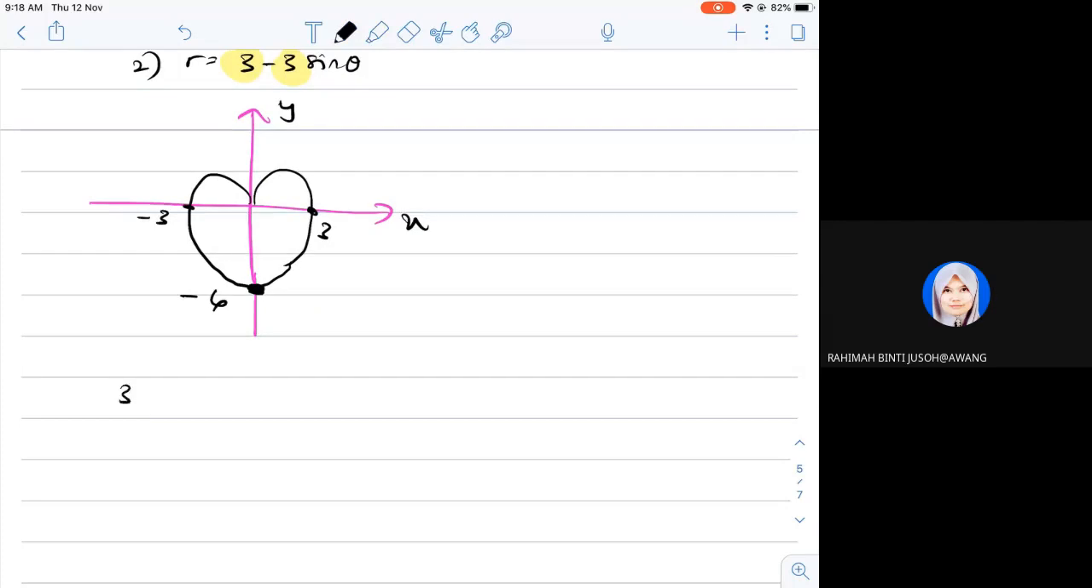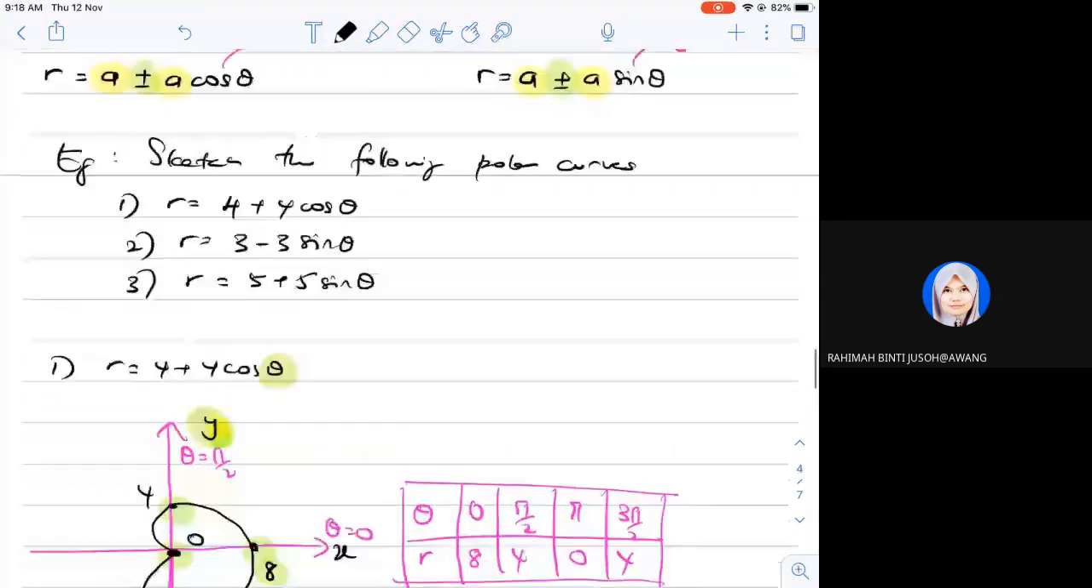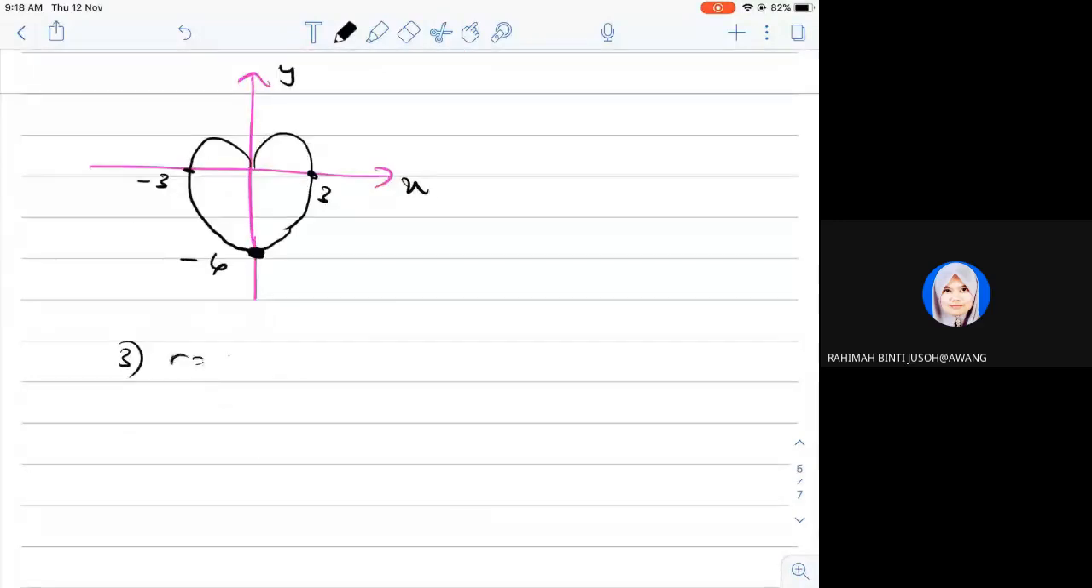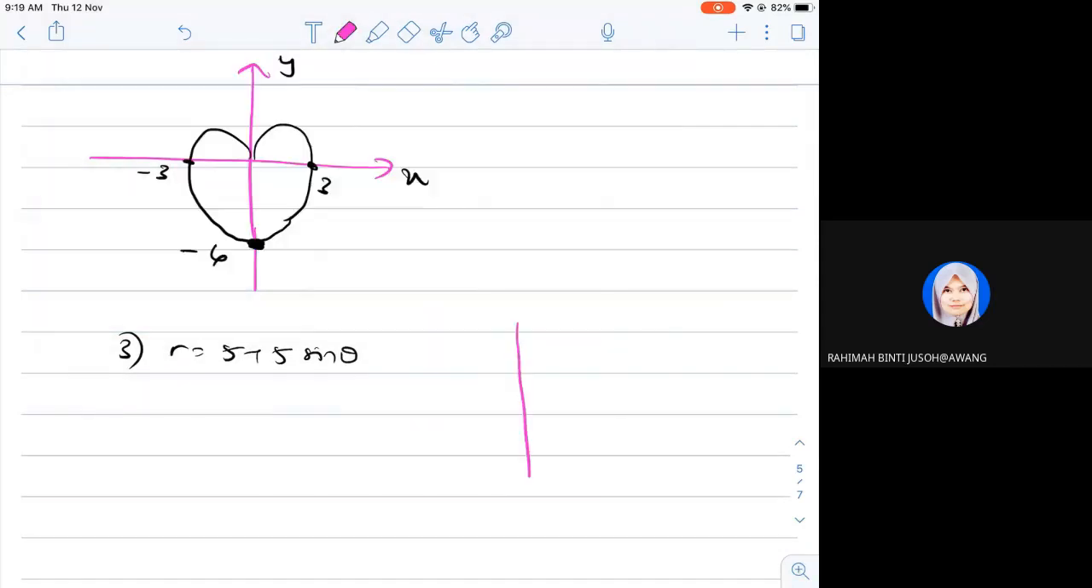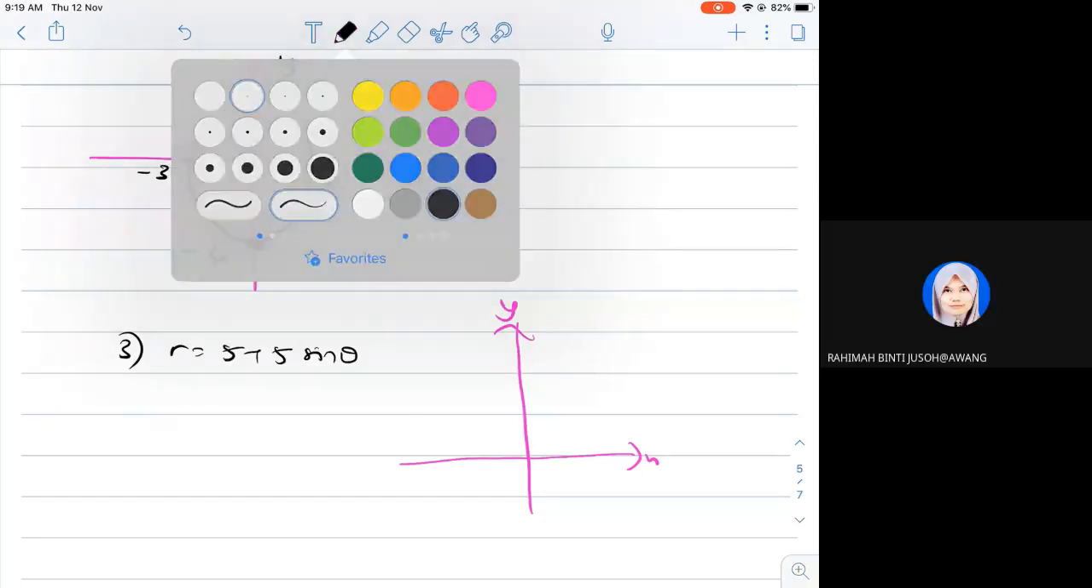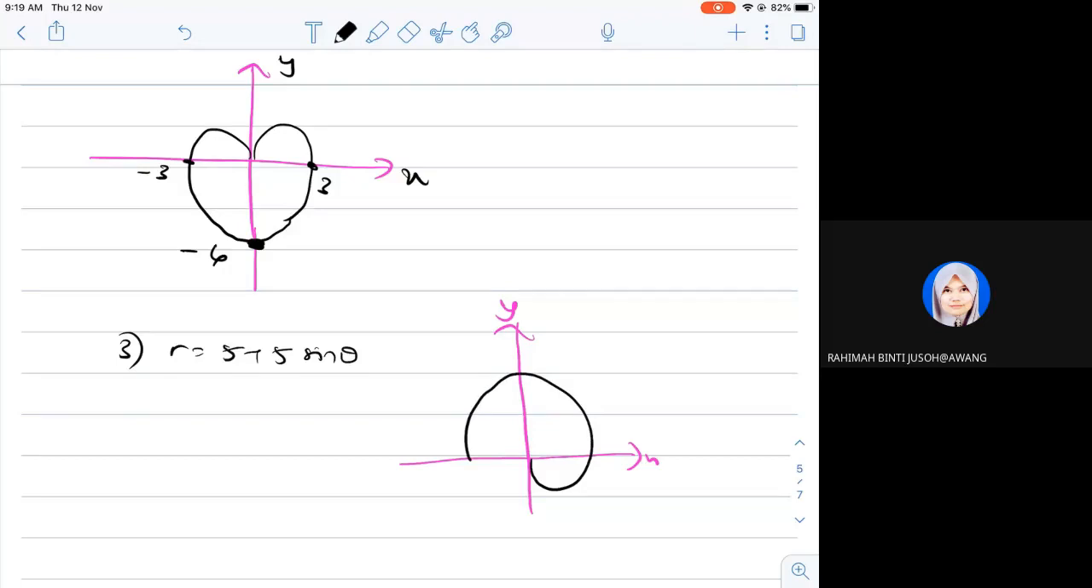Okay, number 3. We have r equals 5 plus 5 sin theta. Where is the position? Right, left, up or down? Up. Okay, good. So we will have this position, somewhere here. The value here should be 10. Right here is 5. Right here is negative 5. That's it. You answer like this, you already get 10, full marks.